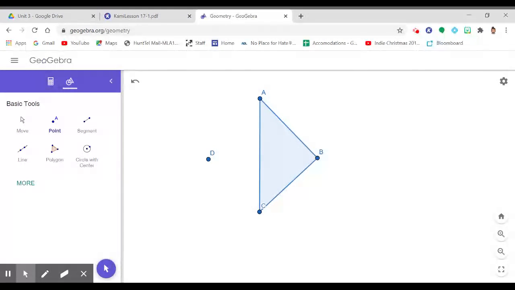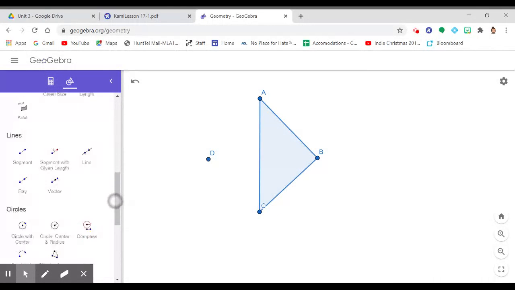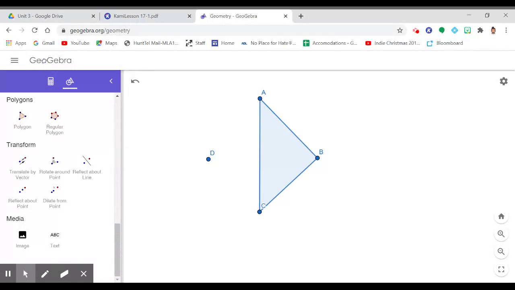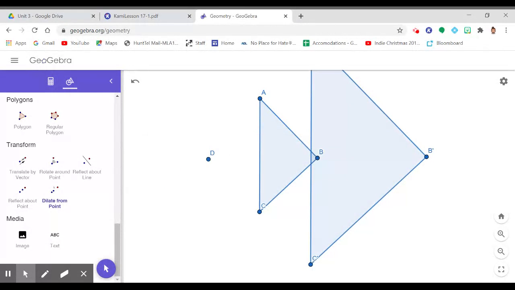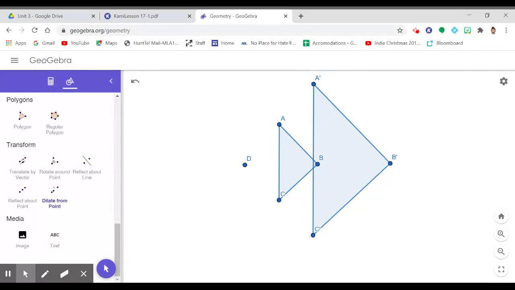And so they are asking us to perform a dilation with scale factor 2. So I'm going to click on More, go to the Transform section, and then dilate from a point. So we are going to select our object, select our center of dilation, and then it asks for the factor, the scale factor, and they told us to do 2. So I'm going to go and select that. Now notice that my image obviously got a lot larger, so I'm just going to zoom out so we can see it. So here we have A prime, B prime, C prime, the image of ABC after a dilation of scale factor 2. So I think we performed that pretty well.